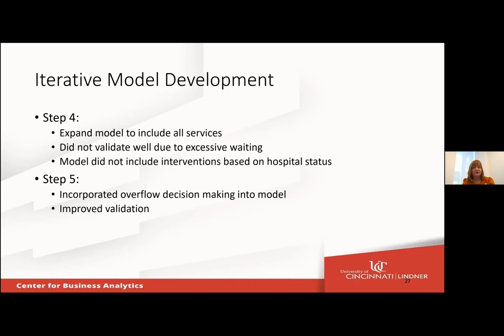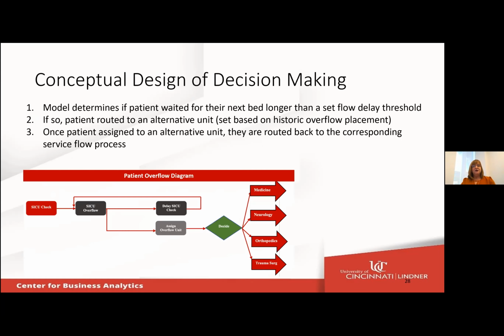Our model didn't handle that. So we needed to incorporate that decision-making that was being done to manage the entire system into our model. And this really improved our validation. So conceptually, we said, okay, what do we do? If a patient waited for their next bed longer than a set delay threshold, and that was about a day based on input and conversations with UC Health, we routed them to an alternate unit.